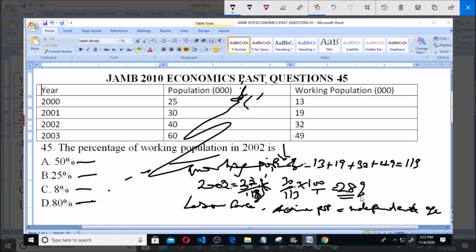So from our answer, 28%, we have 28.3, so option B is 25%, so that becomes our nearest option.